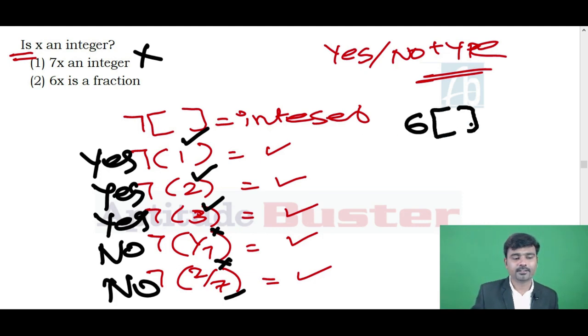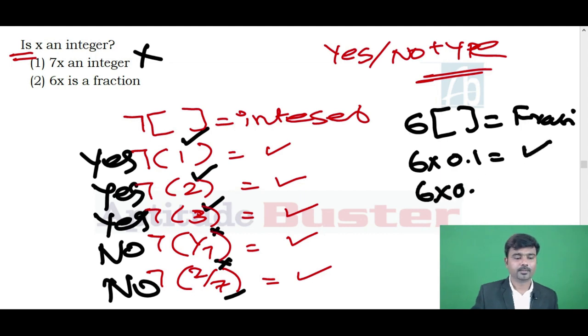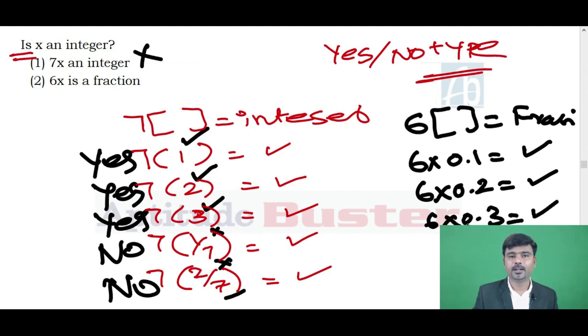6 into x is a fraction, right? 6 into 0.1, it's a fraction, right? 6 into 0.2, it's a fraction, right? Okay, 6 into 0.3, yes. You cannot substitute an integer here. The reason is 6 into an integer cannot give you a fraction.